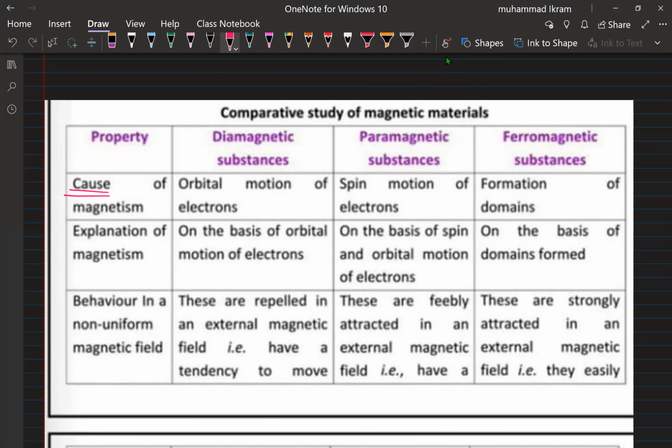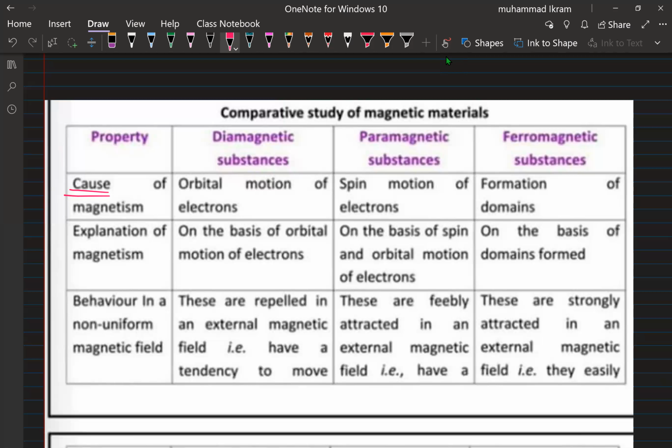There are paramagnetic substances, and in the paramagnetic substances, it is the spin motion of the electrons which is responsible for their magnetism. The spin magnetic moments are oriented in such a way that they give rise to a powerful magnetic field. So when an external magnetic field is established near such substances, or when such material is brought near a permanent magnet, then they show some degree of magnetism, right?